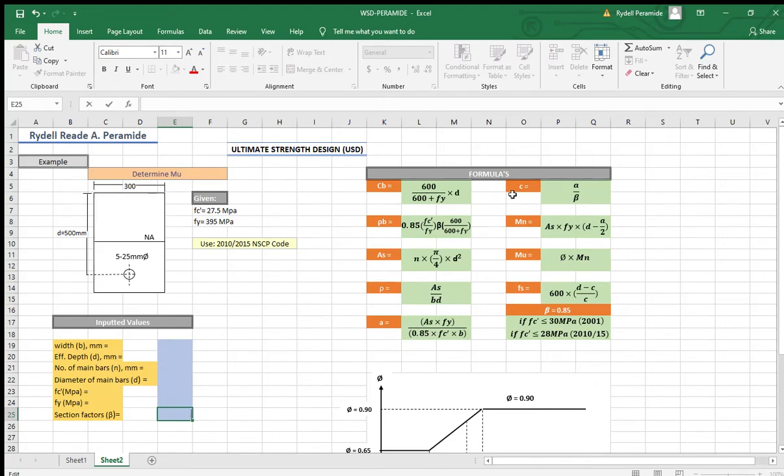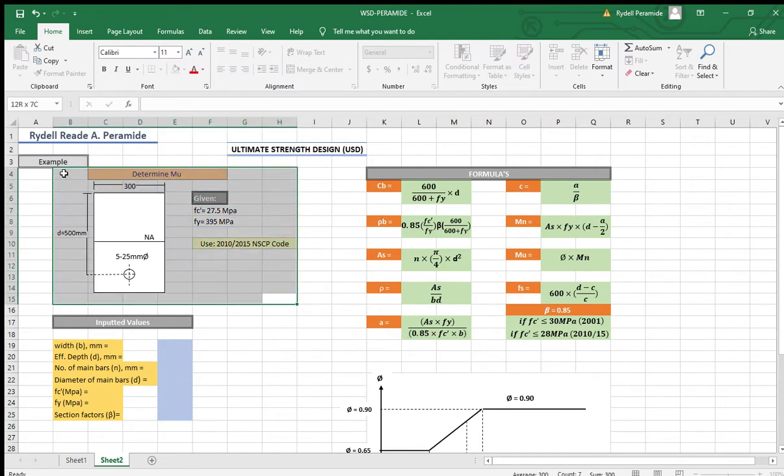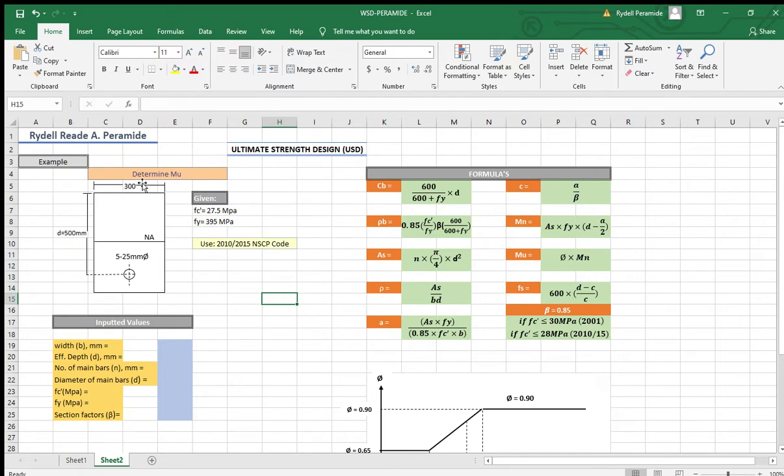Hello guys, we have here a design of a singly reinforced beam. We are given a task to use the USD method, or the ultimate strength design. So without further ado, let's start. As you can see here, this is the example, and we are given the task to determine the Mu, or the maximum moment capacity.